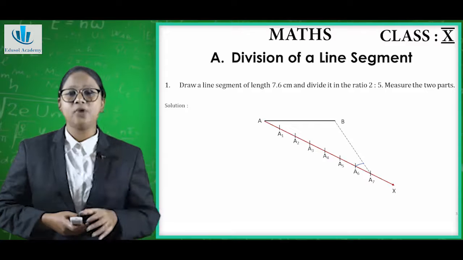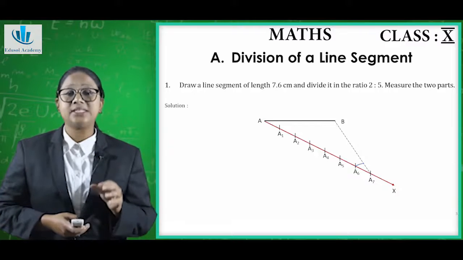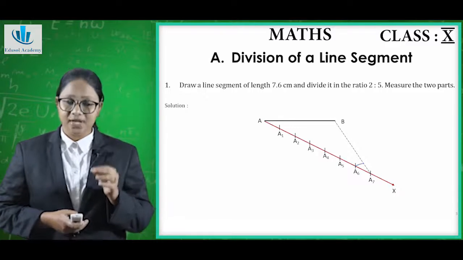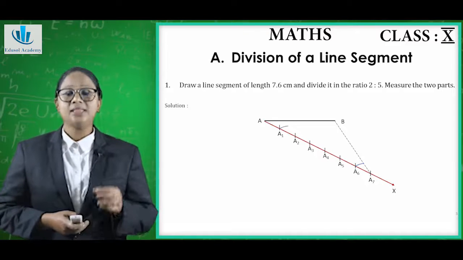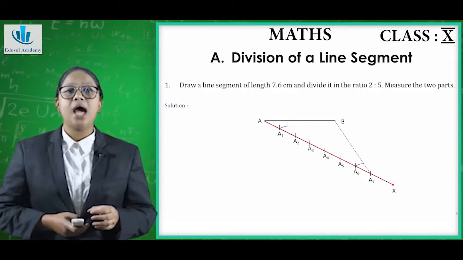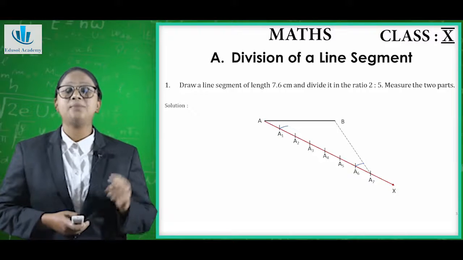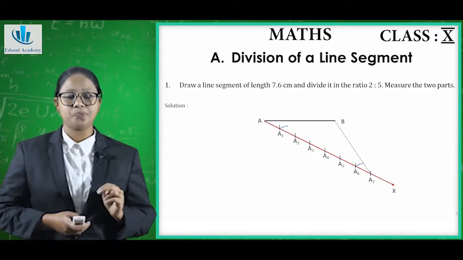Now with the same radius and A2 as center. Why 2? Because in the ratio it's 2:5. So with A2 as center and the same radius, draw another arc. That be second arc number 2.